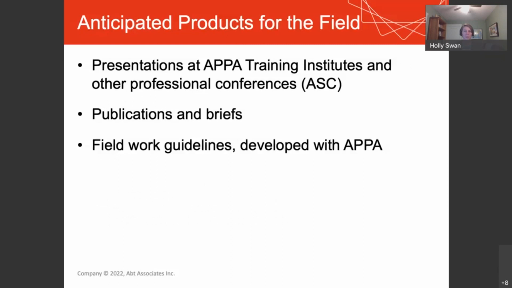We anticipate hopefully having several products for the field, both interim and final: presentations at professional meetings, publications in peer-reviewed journals, but also policy briefs and white papers along the way. We're really excited to work with the APPA on developing a set of fieldwork guidelines that we're going to develop from both studies that we've completed in this area, to use the evidence that we've found to provide guidance to the field.